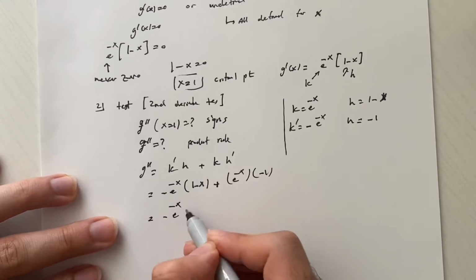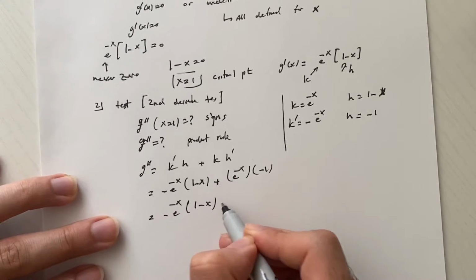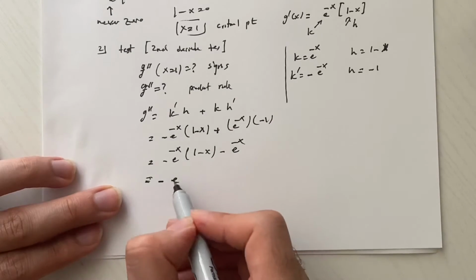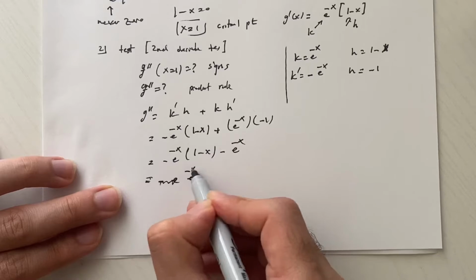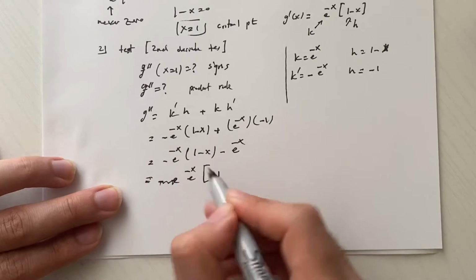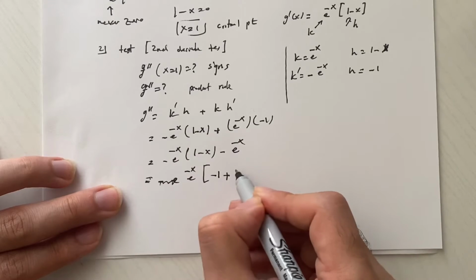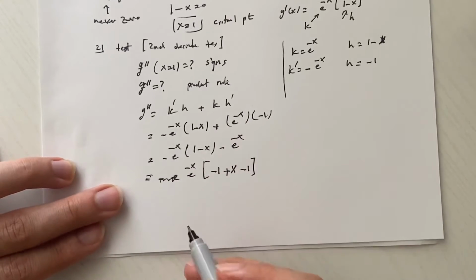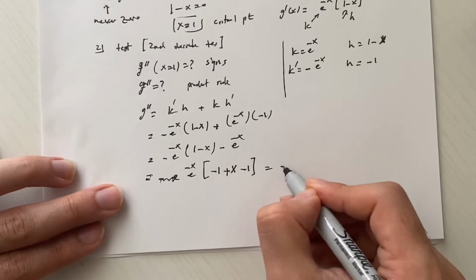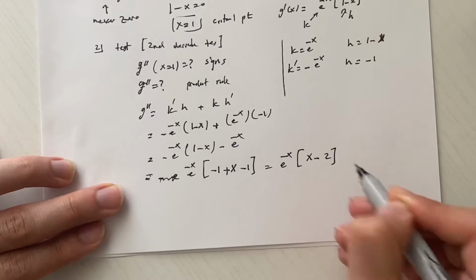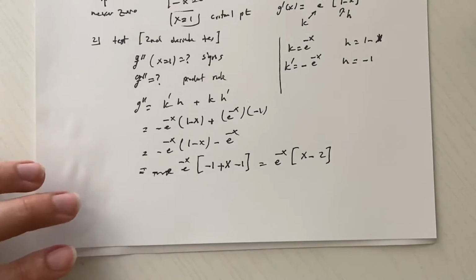Now it's going to be minus e to the minus x times 1 minus x, and then minus e to the minus x. Now I'm going to factor out e to the minus x. Also note the negative sign, so it's going to be minus 1 plus x and then minus 1, and if we simplify it, it's going to be e to the minus x times minus 2 plus x, or x minus 2.